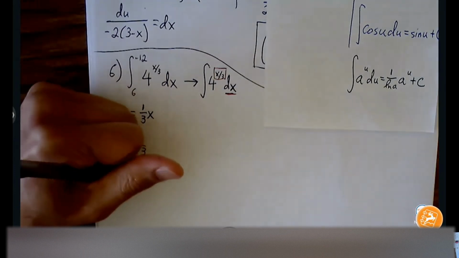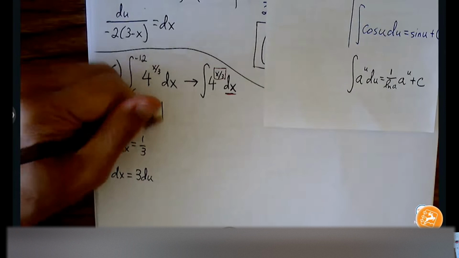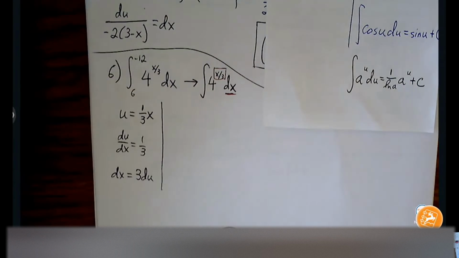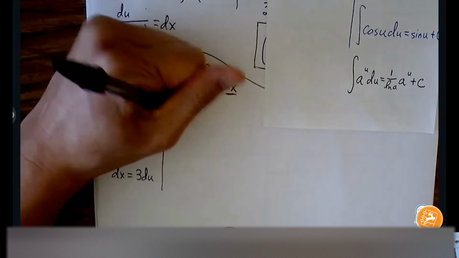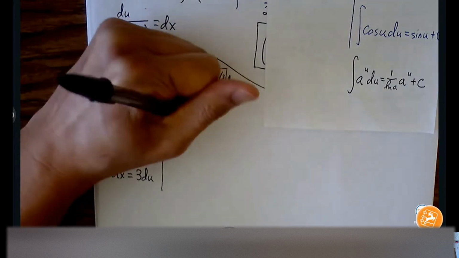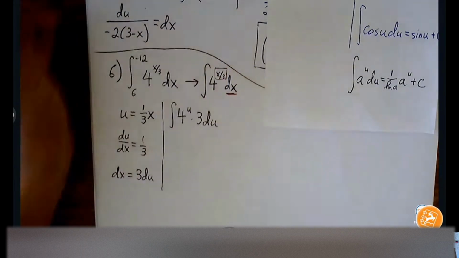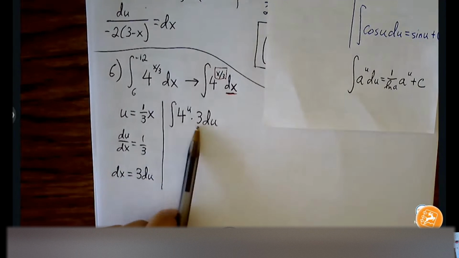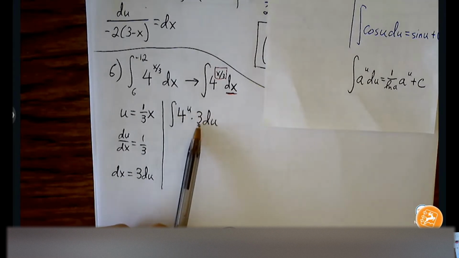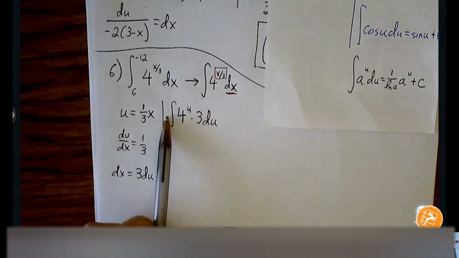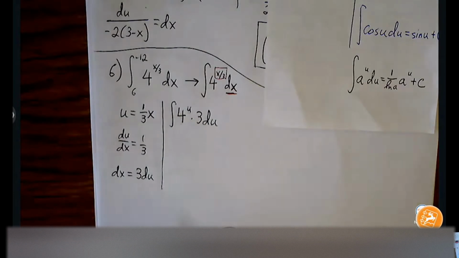dx equals 3 du. Make my initial substitution, 4 to the u times 3 du. Can I put this together and make it 12 to the u? Yeah, operations, right? This 4 is kind of stuck within this form here. That 3, best we can do is push it out in front, but we can't make that 3 multiply with the 4.